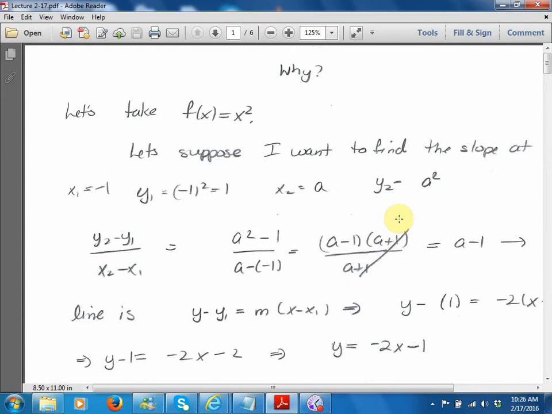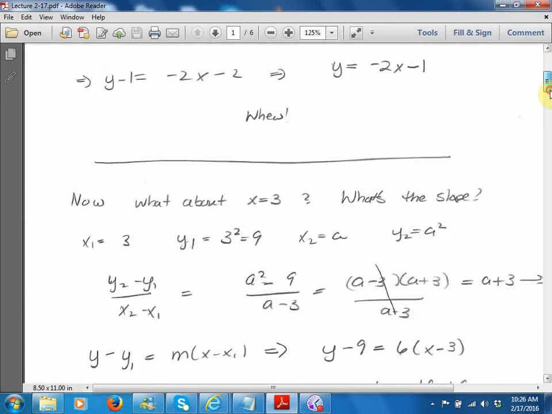This should be pretty quick at this point because we've been doing it again and again. The reason this is complicated is if I was mean, I could give you 10 problems on a test and just give you one function and tell you to find it again at a different point. You have to go through all the work again. So for example, if I had to look at x equals 3 for the same function above, I'd have to go through the whole process again. I would take x1 equals 3, y1 equals 9, x2 equals a, y2 is a squared, plug it all in and go through the process.